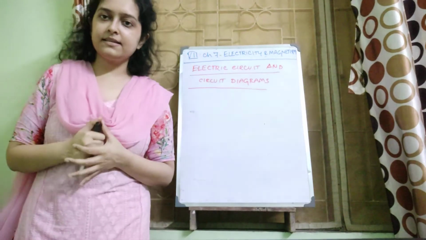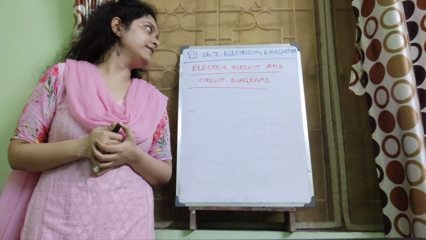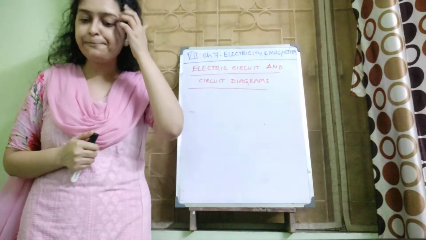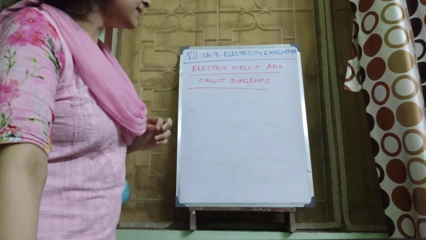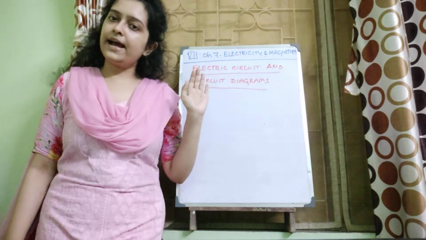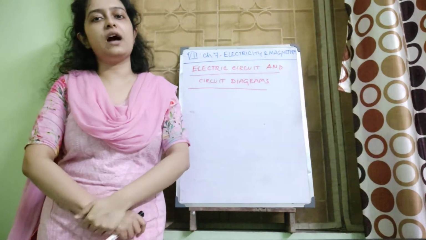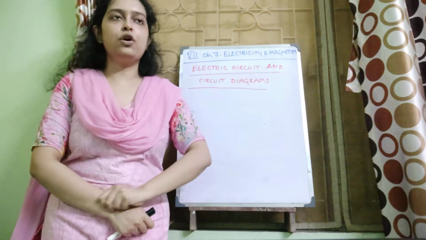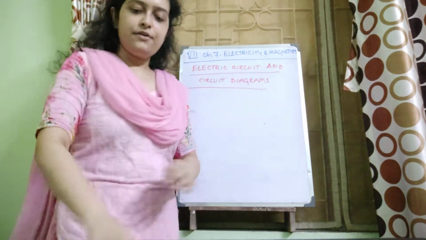Class 7. This is the third video lesson from chapter 7, electricity and magnetism. Previously we have done what an electric circuit is. It is a closed path through which current will flow. We call this an electric circuit.